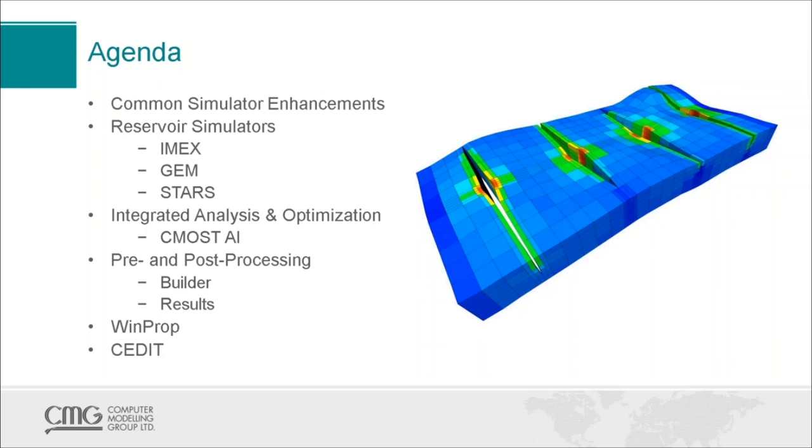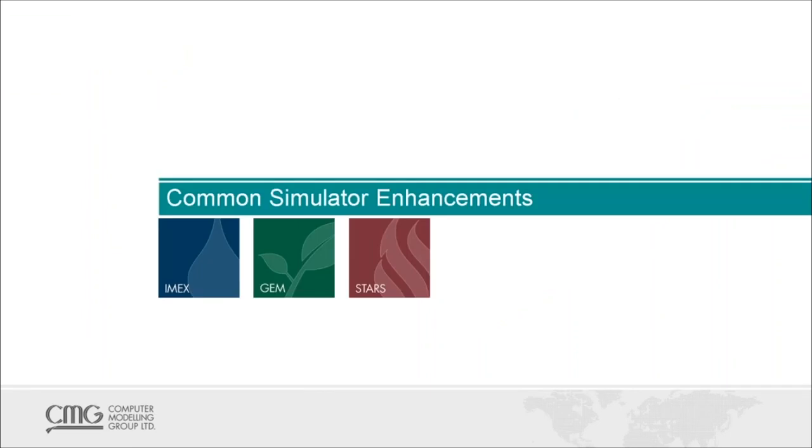So some of the focus areas where we've tried to improve for 2017 have been, first, improving the speed and performance along the entire reservoir simulation workflow, from pre-processing using Builder to improving the runtime of our simulators to post-processing using Results. And a second main area of focus has been expanding on the features of CMG's new Results software, making it able to completely replace its predecessors, Results Graph and Results 3D. First, we'll go over the common simulator enhancements.